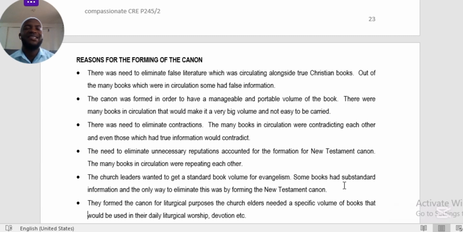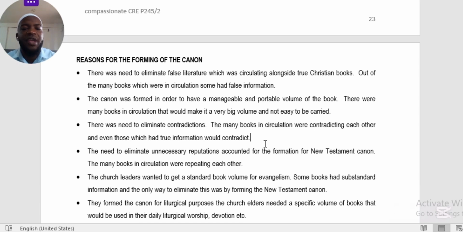Another one, there was need to eliminate what we call contradiction. The many books in circulation were contradicting each other. There was a lot of contradiction.